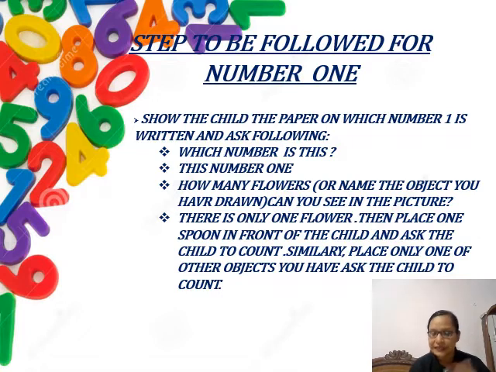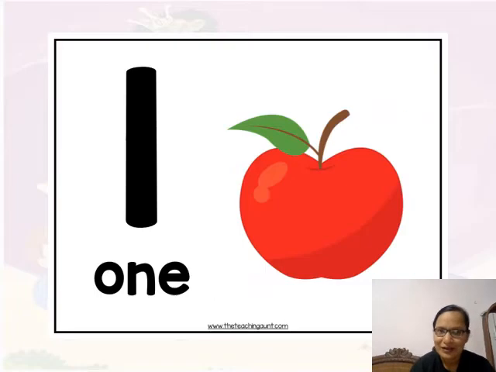Then next to that number 1, you have to keep that real object. For example, if you have taken a spoon or a block or a toy, then you have to ask the child to count it. For example, you can see this flashcard, how in front of number 1 there is one apple, like this only. You can draw any other image also.